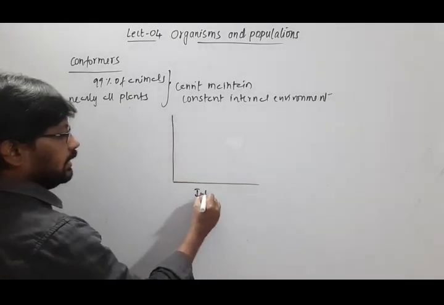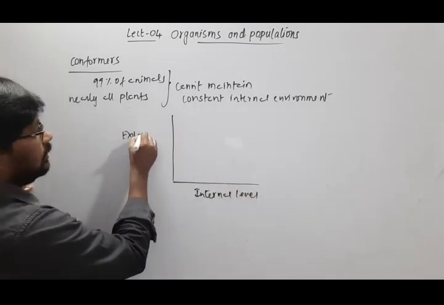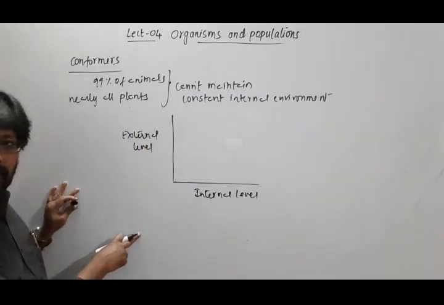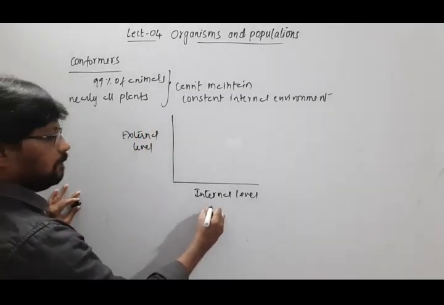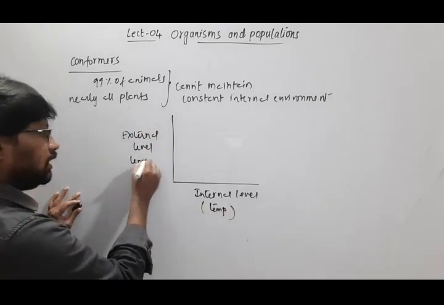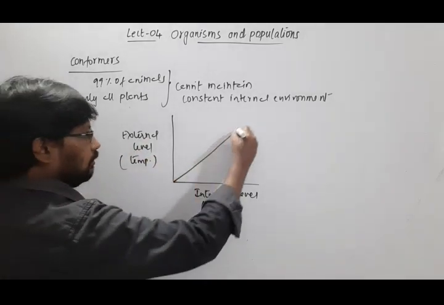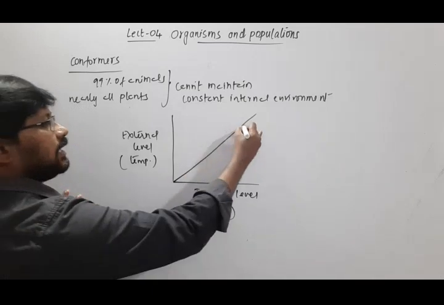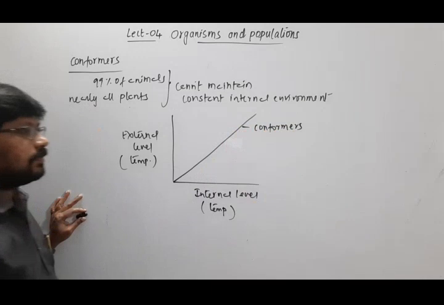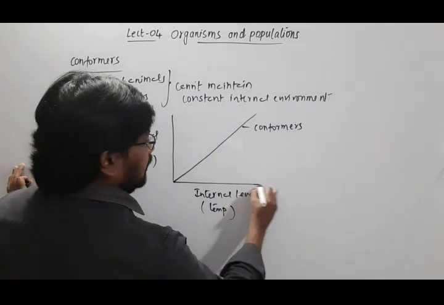Okay, the internal level and the external level. So in this case you take the internal temperature and here the external temperature. When the external temperature rises, the internal temperature also rises. So in that case, these are all the conformers. They simply conform.